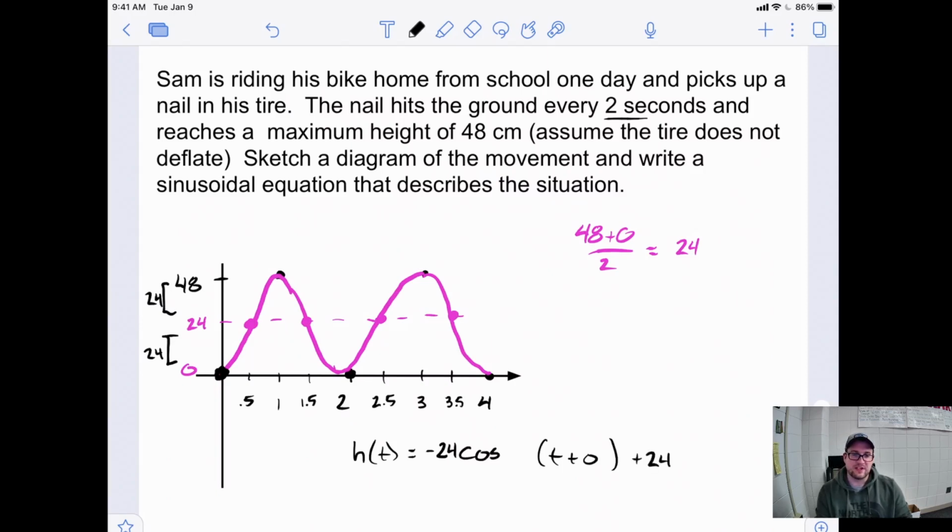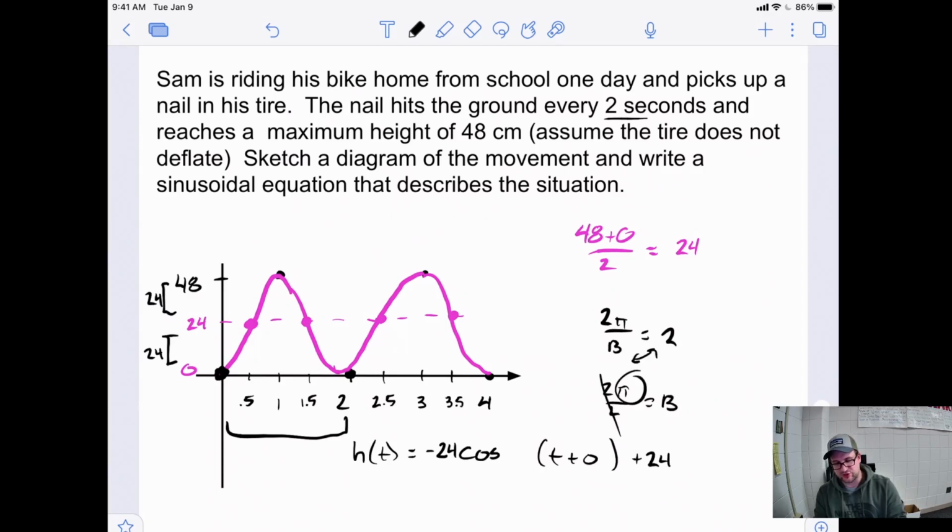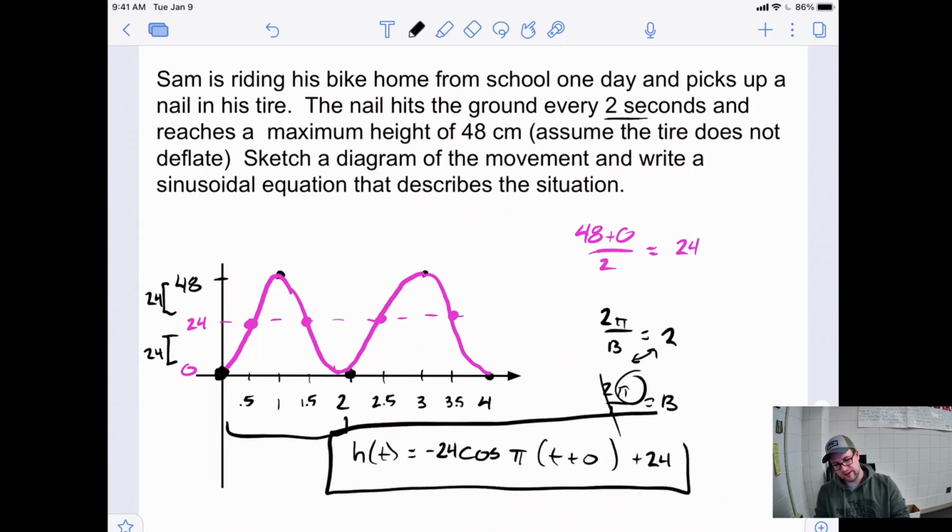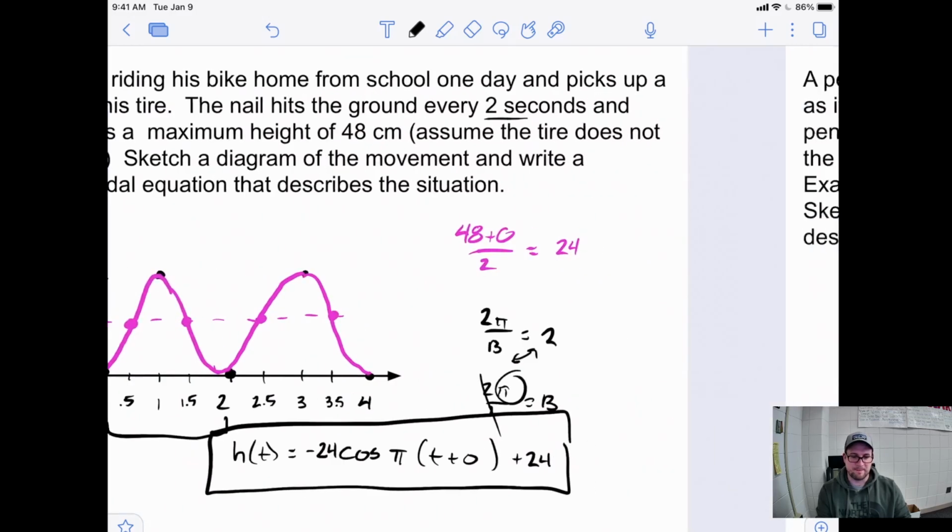Let's wrap this up now. Let's get that middle b value. So 2 pi over our period. Our period here is just 2 in this situation. So 2 pi over b is equal to 2. Switch these two. We get 2 pi over 2 is equal to b. Our 2's cancel out, so we find out our b value is just pi. So we're going to put just pi right there. And this would be the equation that models that situation. Nice job. Let's keep going.